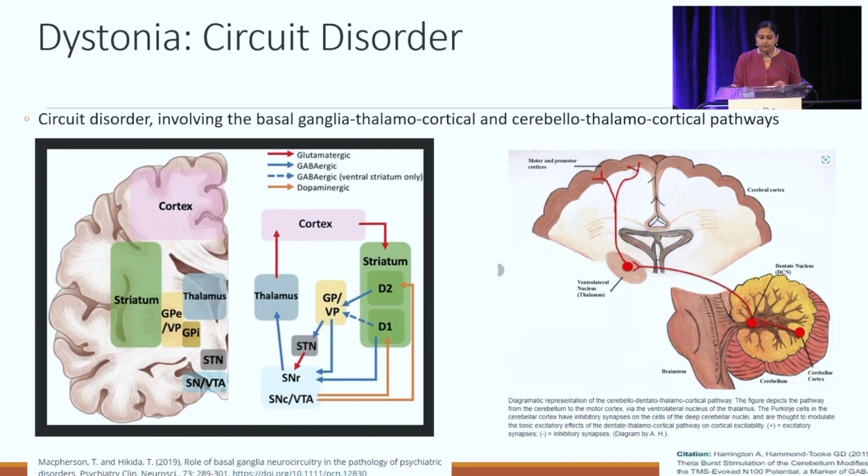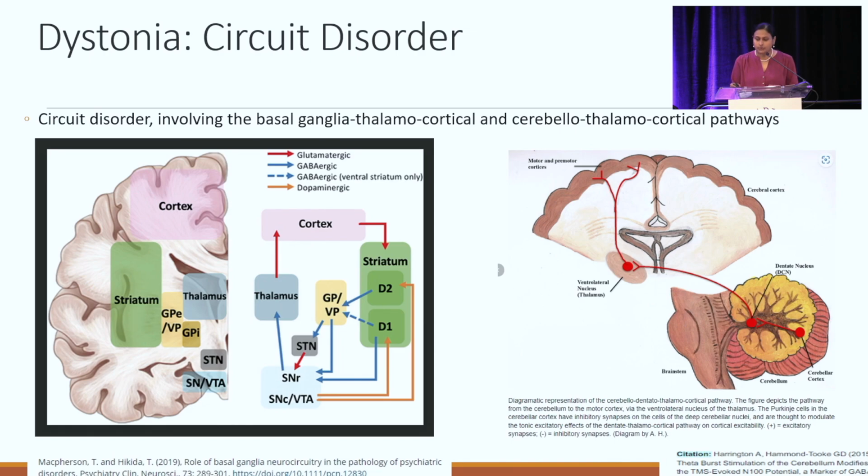So, talking a little bit about what happens in dystonia and why it occurs, we know that dystonia is a circuit disorder, which means there's dysfunction within the complex network of the brain regions and pathways involved in motor control. The dystonia network involves the cortex, the basal ganglia, the thalamus, and the cerebellum. So that's a lot of different parts of the brain that are part of this circuit. And any dysfunction in any of these areas can lead to dystonia.